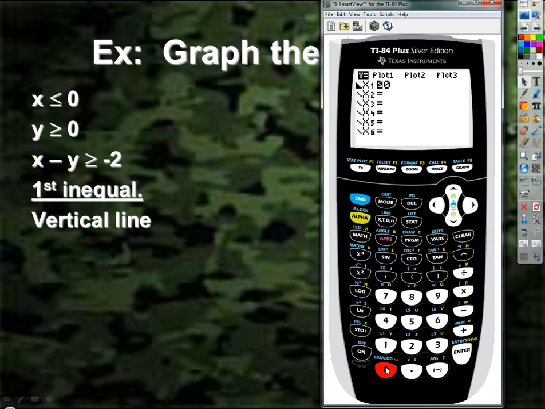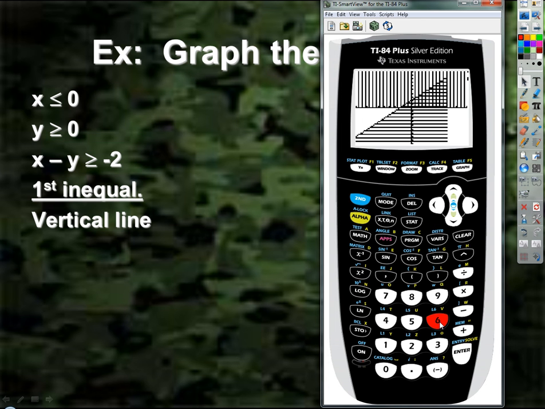And now I've got all three of those things that it's going to graph at the same time. So if I go zoom 6 to reset my window, there's the first, there's the second, there's the third. But that looks like a mess, doesn't it? That's really hard to read. So here's what you do. You can clean this up.